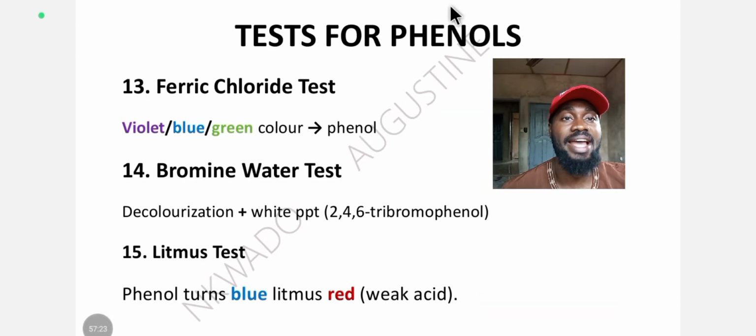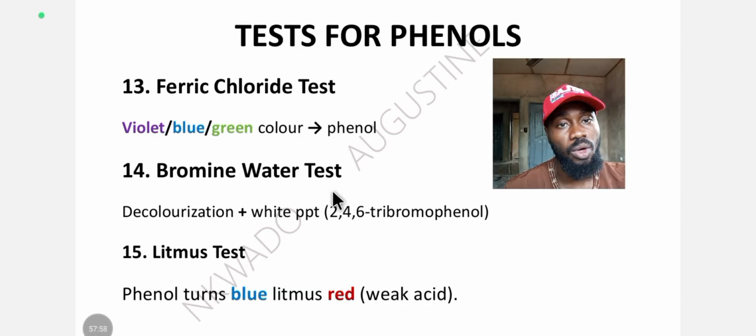The next we have here is the test for phenols. Number 13 is the ferric chloride test. With the ferric chloride test, a violet, blue, or green color indicates the presence of phenol. When you add ferric chloride to the solution and it turns violet or blue or green, that confirms the presence of phenol.